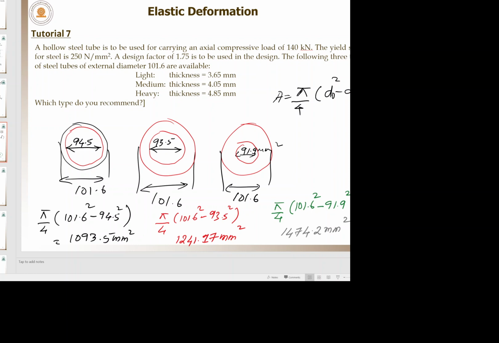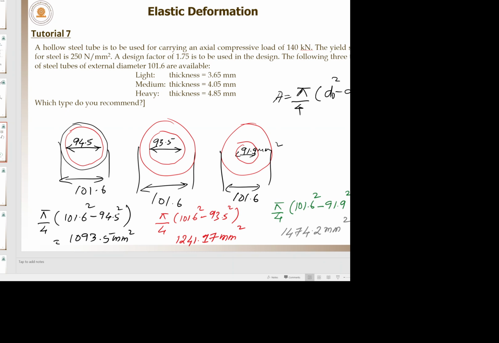Now let me see. 140 kilonewton is the load applied, compressive load, is it not? The yield stress is 250. What factor of safety shall I take? Take n equal to 2. Therefore, your design stress will be equal to how much? He has given 140 kilonewton as the load, and the yield stress is 250 Newton.